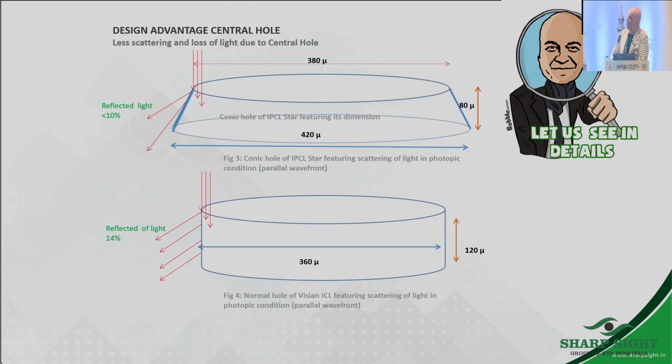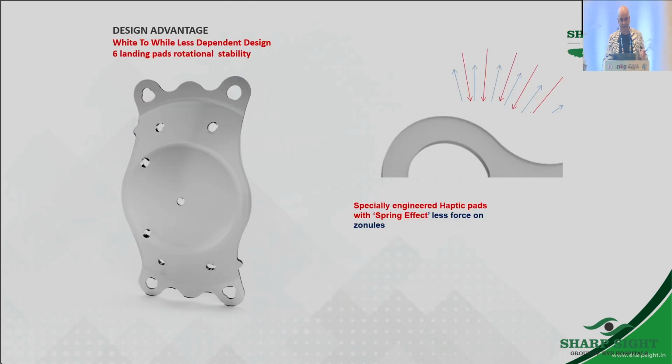Now this is the diagram which I want to show. A normal lens will have a 360 micron straight-cut hole in the center. This gives edge glare. A lot of our patients will come to us saying that at night they see a semicircular spot. That's the glare due to this particular circle. But the upper design is the design seen in an IPCL. There's a tapered hole which reduces the incidence.